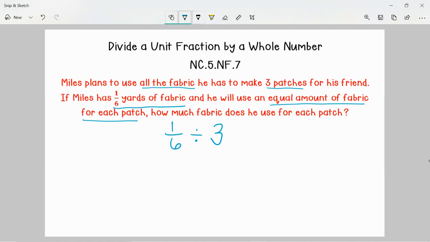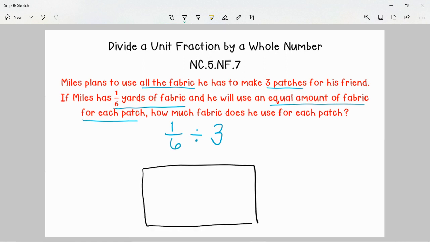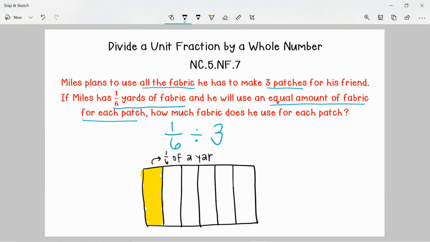So to begin to solve, the first thing that we're going to do is let's represent this 1/6. So I'll just draw an area model and split this into 6 equal parts. And I'm going to shade in the amount that Miles has, which is 1/6 of a yard. And I'm going to label that. So this is 1/6 of a yard of fabric.